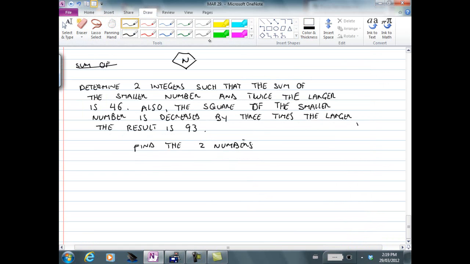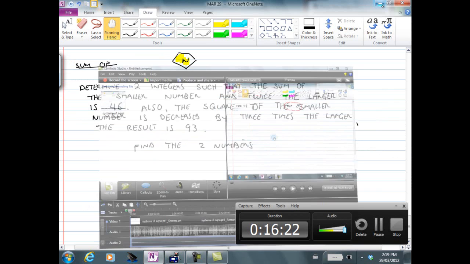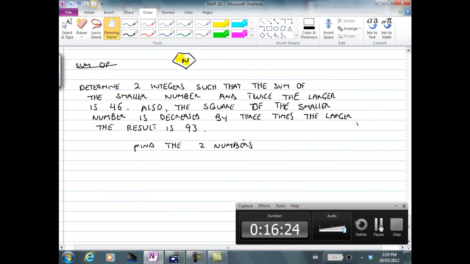This is your question. Let me explain to you how this is done. There are two numbers. One big, one small. The sum of the smaller number and twice the larger is 46. The square of the smaller is decreased by 3 times the larger. My answer will be 93. What are your two numbers? Show me full work. The key to doing this, I'll give you a hint, is creating two equations.